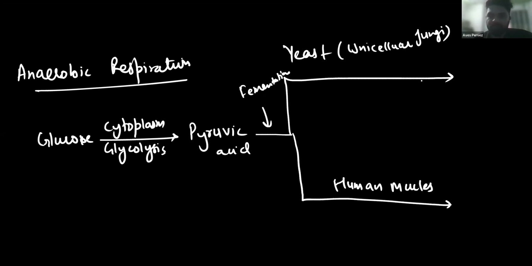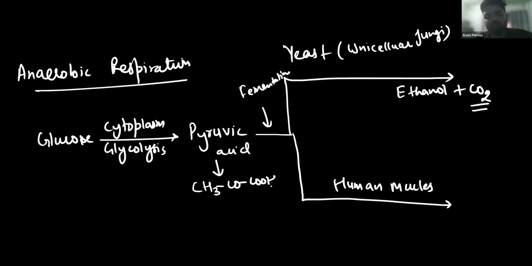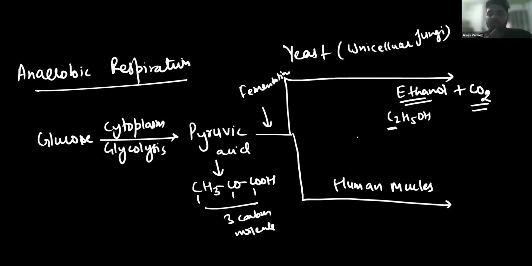In the yeast, we get ethanol plus carbon dioxide. Why do we get carbon dioxide here? Because pyruvic acid is a 3 carbon molecule, CH3COCOOH: 1, 2, 3, there are 3 carbons. And ethanol is a 2 carbon molecule, that is C2H5OH. Since ethanol is a 2 carbon molecule, we have 1 carbon left, and this carbon is used for producing carbon dioxide. The 1 remaining carbon produces carbon dioxide.